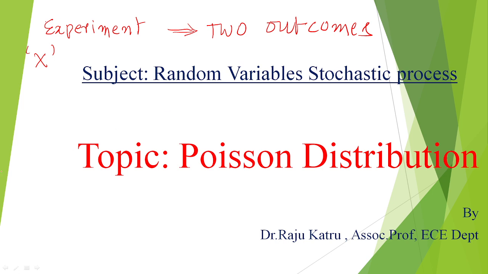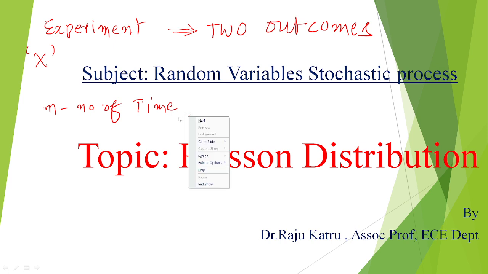And especially, it says that if an experiment is repeated n number of times, an infinite number of times, and in that case the probability to get success is very small, very less, then in that case we need to go for the Poisson distribution formula. This is the main condition.